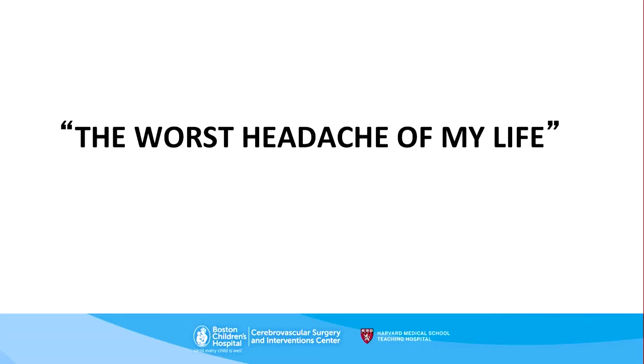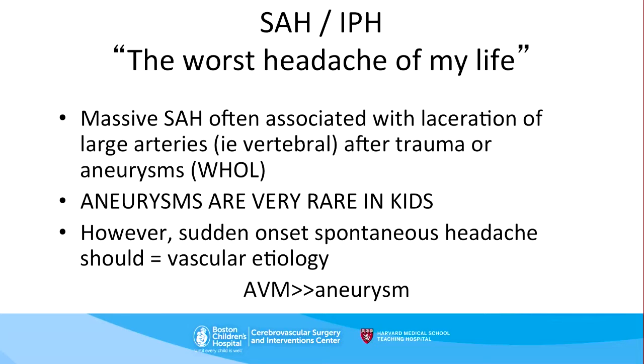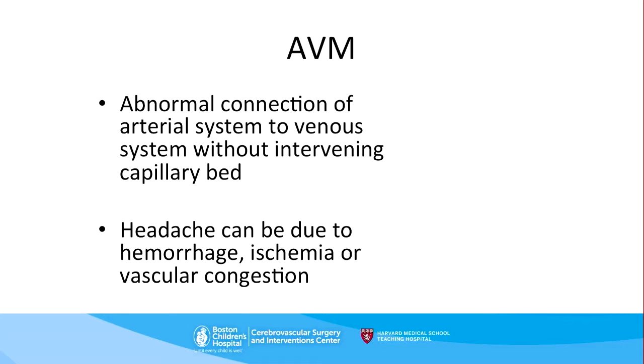The worst headache of my life are the scary lesions for vascular disease. This is the subarachnoid or interparenchymal hemorrhages. These massive subarachnoids are often associated with either laceration of large arteries, like a vertebral artery imaging, after trauma or after aneurysms. Aneurysms are very, very rare in kids and probably less likely than one might think. However, the sudden onset of a spontaneous headache should make one think of a vascular etiology, and in kids, an arteriovenous malformation really is a much more common finding than an aneurysm.